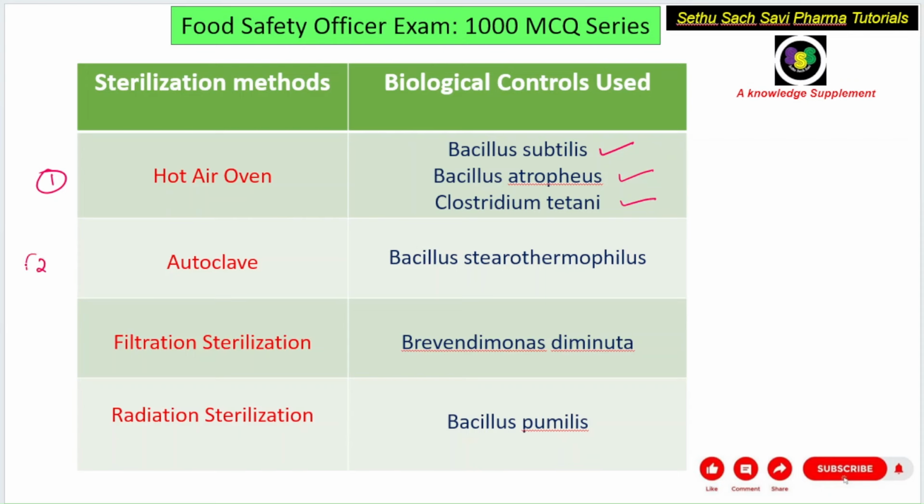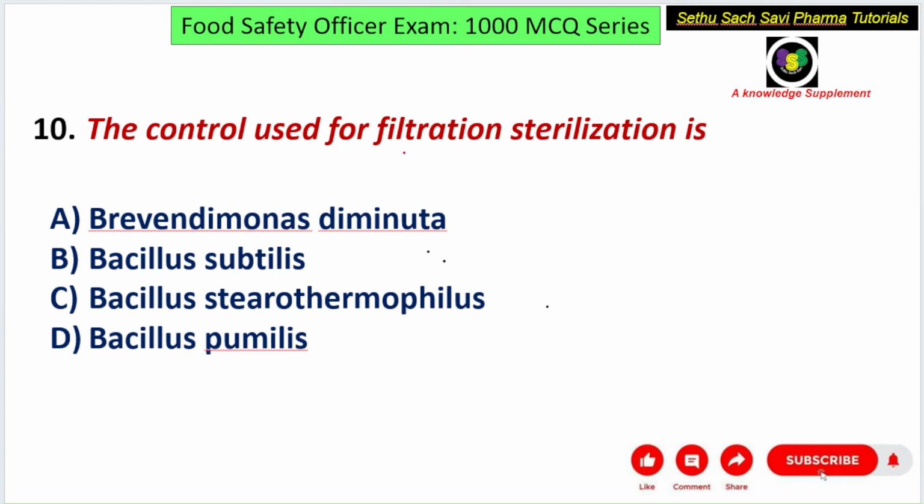Coming to the autoclave, moist sterilization, the biological control is Bacillus stearothermophilus. In the case of filtration sterilization, it is Brevundimonas diminuta. That is the biological control used in filtration sterilization. Coming to radiation sterilization, the biological control is Bacillus humilis. So here the question is, which is the biological control for filtration sterilization? The correct answer is choice A.